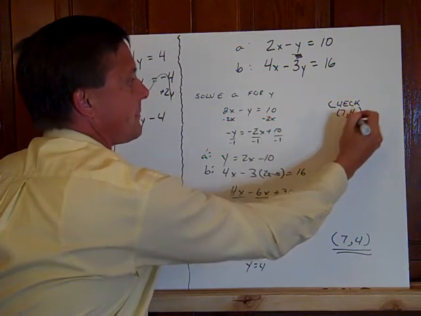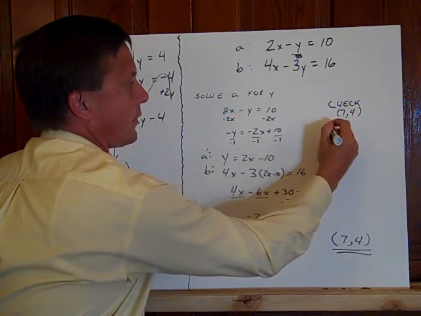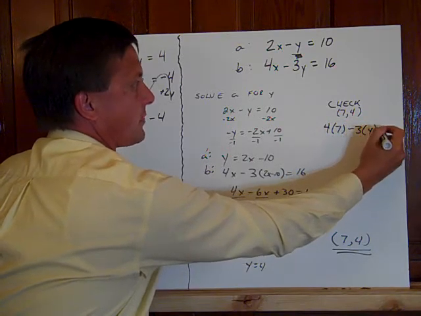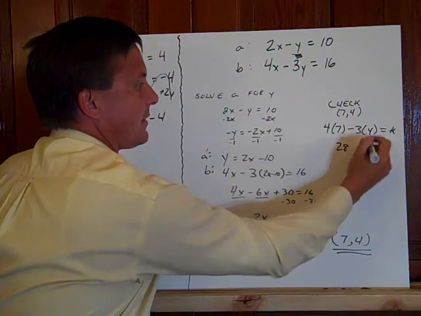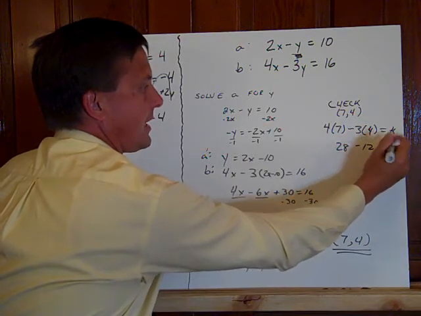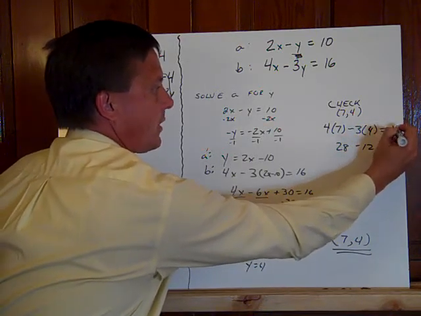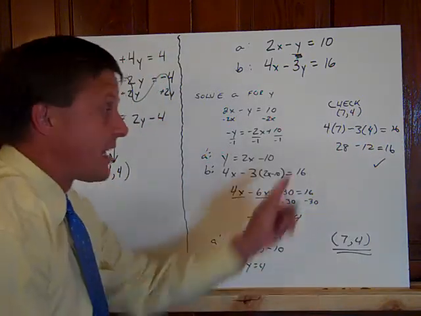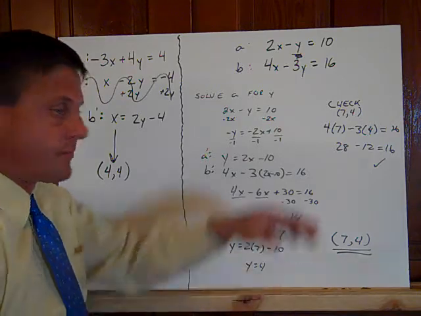7 into B. So it was 4 times x, so 4 times 7 minus 3 times y, which is 4, equals 16. And the million-dollar question is: is 28 minus 12 equivalent to 16? And the answer is yeah. And that way you never have to make a mistake.